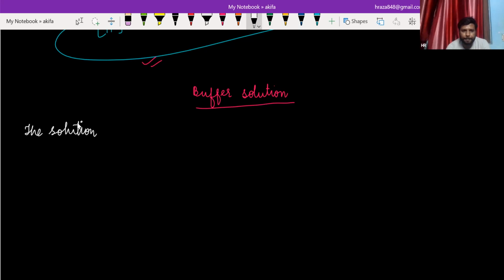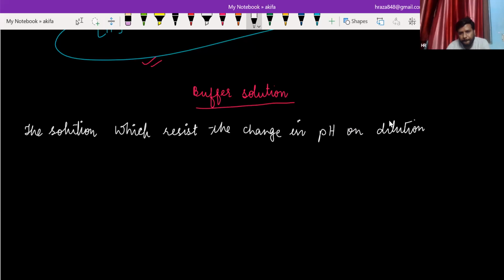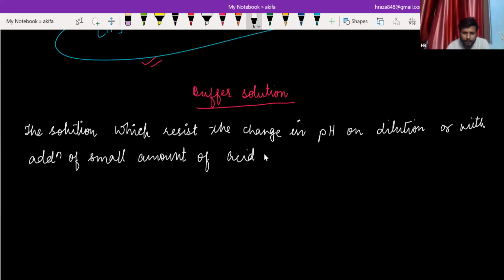The solution which resists the change in pH on dilution or with addition of a small amount of acid or base is called buffer solution.